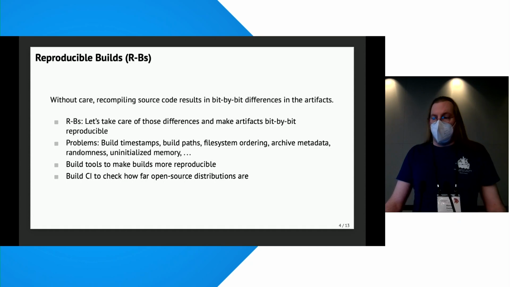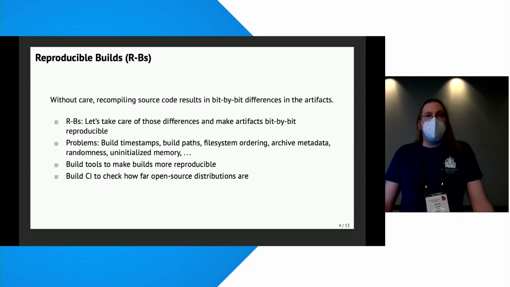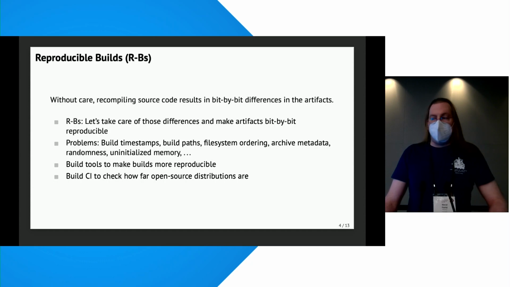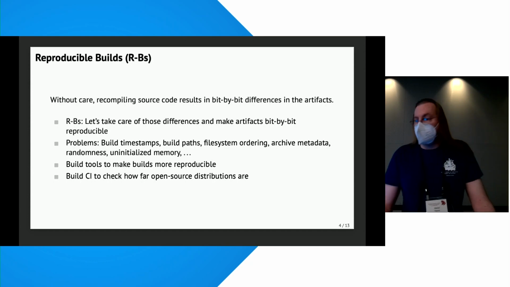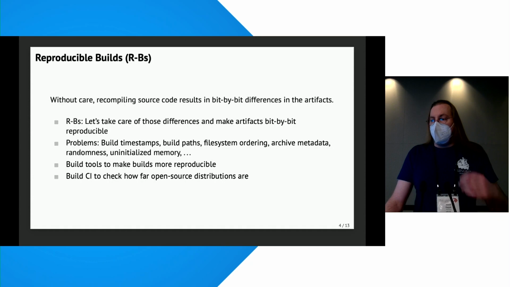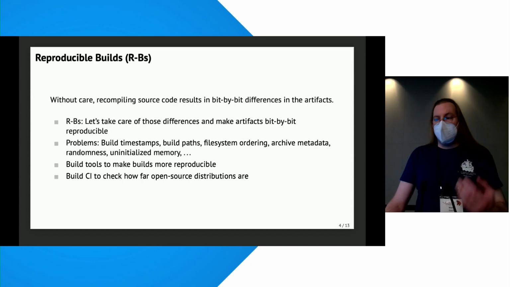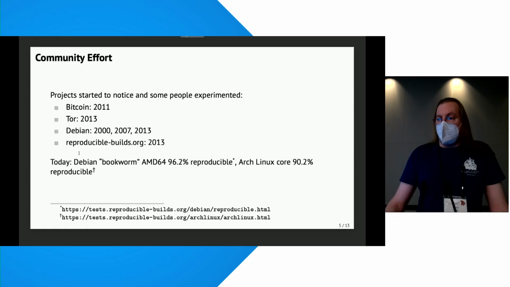And there are different technical problems, like build timestamps being included in binaries, build paths, file system ordering, archive metadata, randomness, uninitialized memory in binaries, all these things. So we need to make the tools which build our software make things more reproducible. And we need to build CI to check how far open source code, which is out there, is being built reproducibly. And this has been a community effort for quite some years.